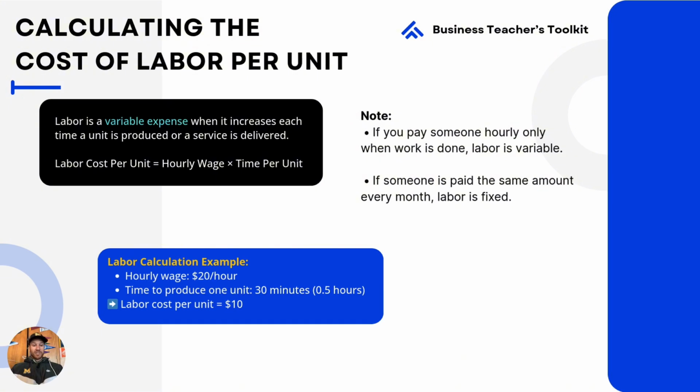The labor calculation example is, again, $20 an hour. If I was to do this for 30 minutes, that would be half of an hour. The labor cost per unit would be $10. So if you pay somebody hourly only when work is done, labor is variable. If someone is paid the same amount every month, which is called salary, labor is fixed.